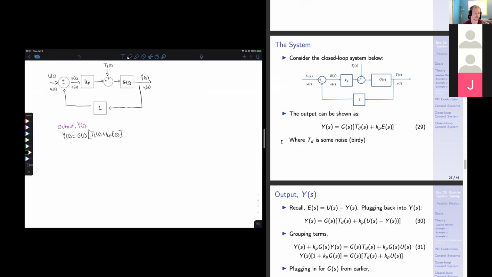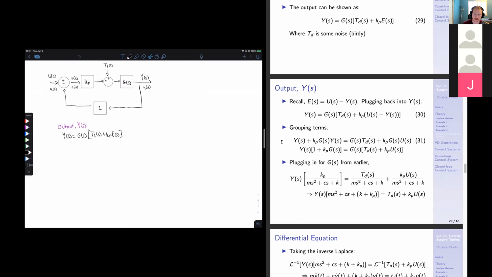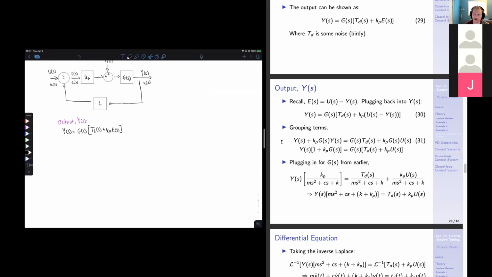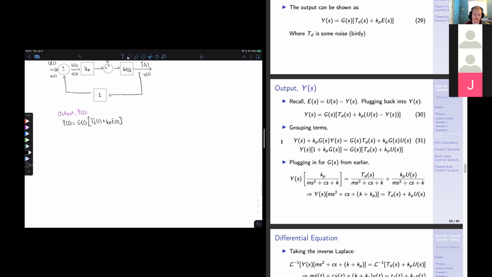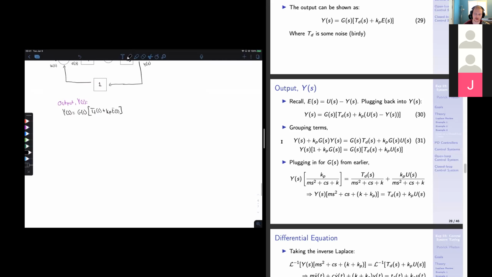Okay, so I was scrolling on the wrong computer. So recall from last time, E sub S, that's the error, that's going to be our input minus our output. So we're going to plug that back into the equation that we just wrote here. So we're going to have G sub S multiplied by the noise of the system plus KP, and then multiplied, we're plugging in right now for the error. So that's the input minus the output. Okay, so there we go.